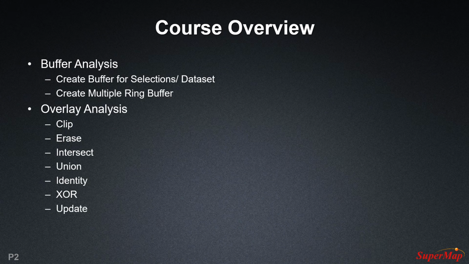So this is the overview of this tutorial. In buffer analysis, we're going to create a buffer for selections and datasets, and we're going to create a multiple ring buffer. In overlay analysis, we're going to talk about all of these listed operations, such as clip, erase, intersect, union, identity, XOR, and update, but we're going to operate only some of these so that the rest are left for you to practice on.